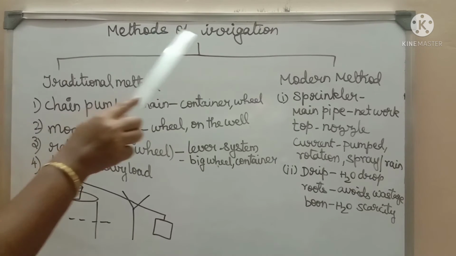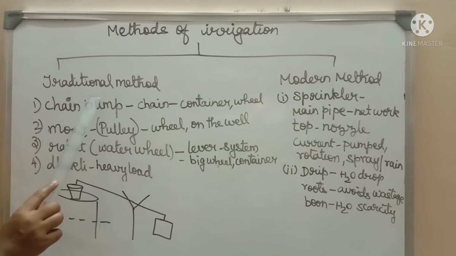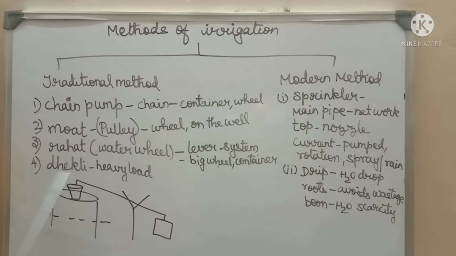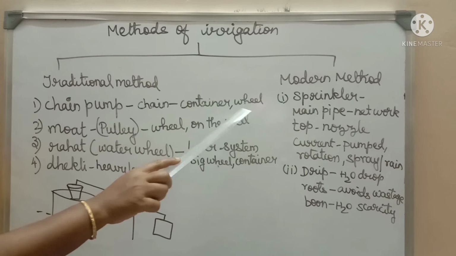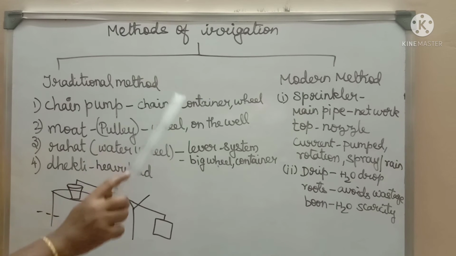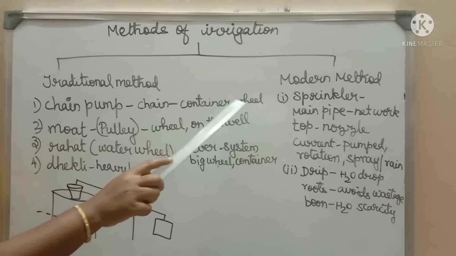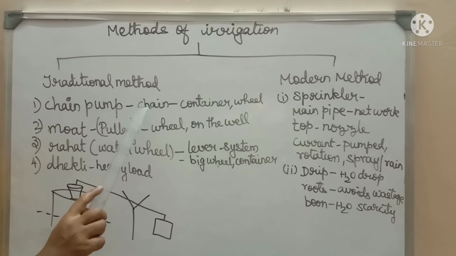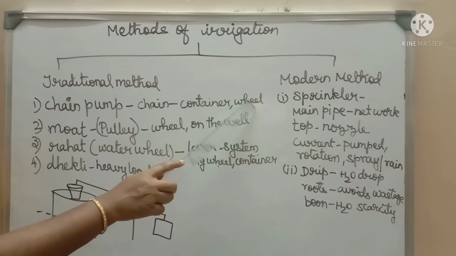Now we are going to discuss the methods of irrigation. Basically, we can differentiate the methods into traditional methods and modern methods. Traditional methods vary from place to place. Among the traditional methods, chain pump, moat, rahat and dekli are to be discussed. The chain pump consists of a big wheel connected with a chain. The chain contains a container at one end. As the wheel rotates, the container draws water from the source and the chain pulls the container with the water towards the farmland, where it is emptied.